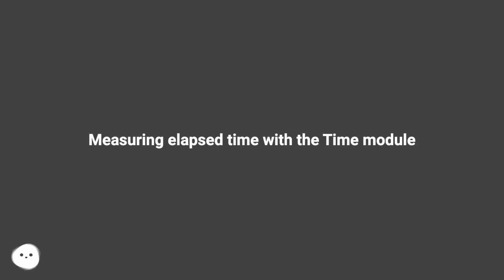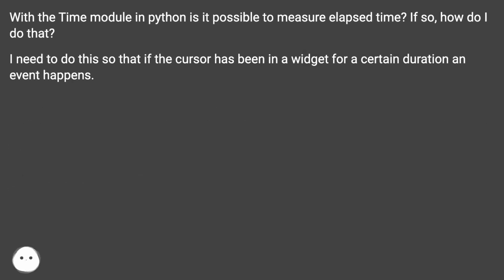Measuring elapsed time with the time module. With the time module in Python, is it possible to measure elapsed time? If so, how do I do that? I need to do this so that if the cursor has been in a widget for a certain duration, an event happens.